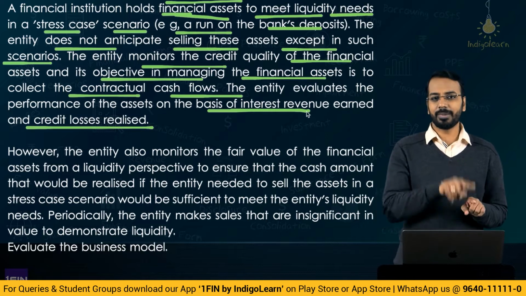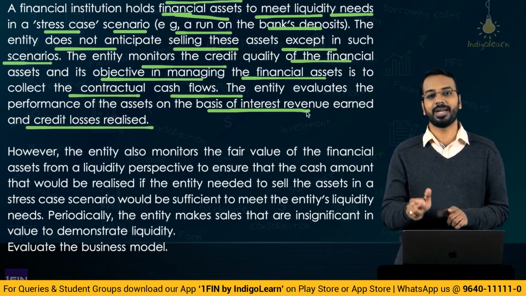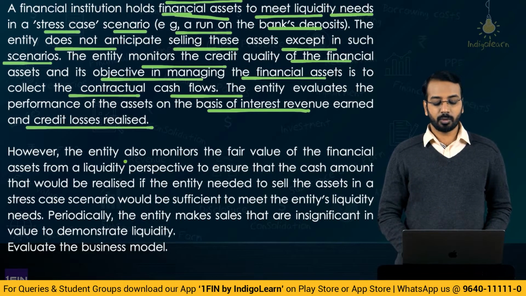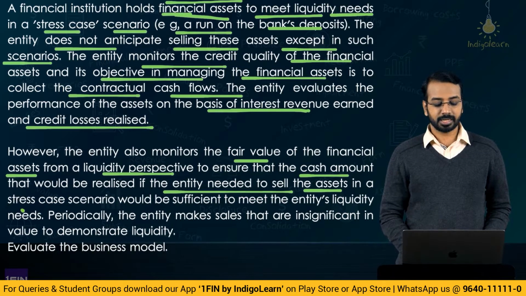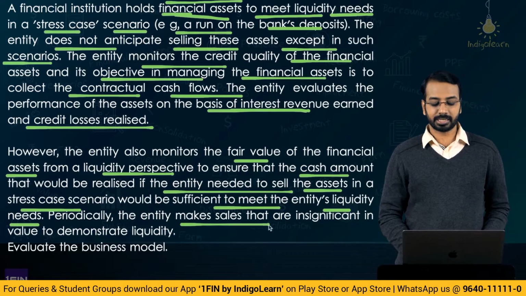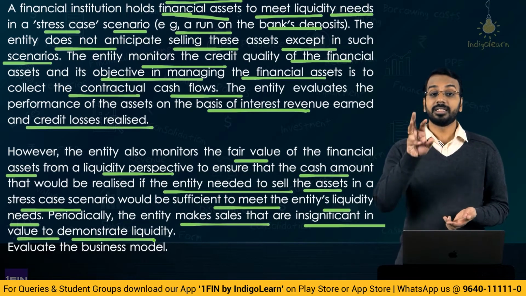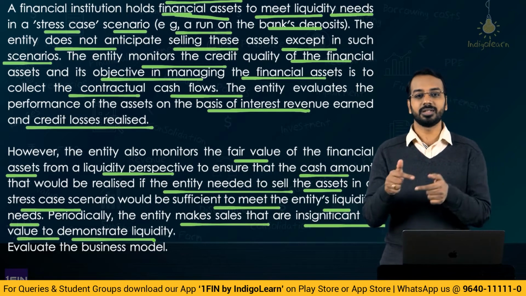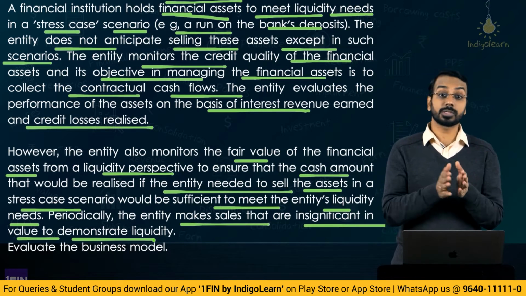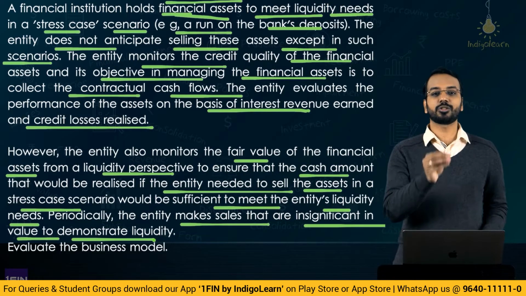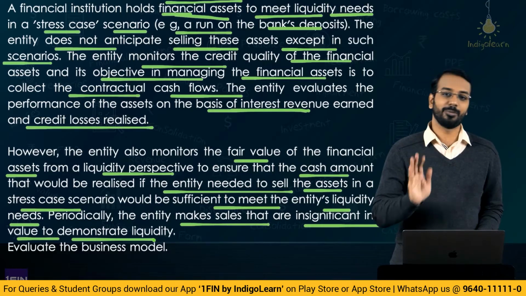Now tell me one thing, will the bank face a stress case scenario every day? It will not happen, right? It will happen once in a while. The entity also monitors the fair value of the financial assets from a liquidity perspective to ensure that the cash amount that would be realized if the entity needed to sell the asset in a stress case scenario would be sufficient to meet the entity's liquidity needs. Periodically, the entity makes sales that are insignificant in value to demonstrate liquidity. So the other thing is, the entity monitors fair value. Why? Just to check whether the financial assets would be sufficient to meet the stress case scenario. And sometimes the entity also sells insignificant portions of the financial assets just to test liquidity, just to check whether the market is available or not.